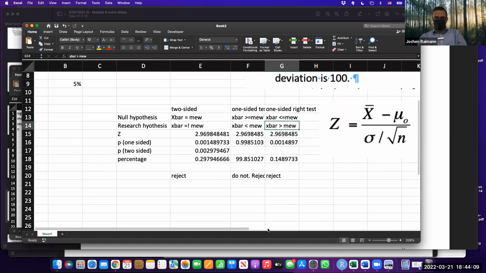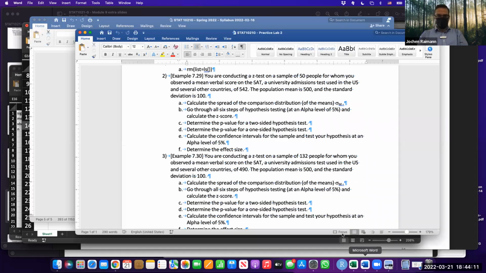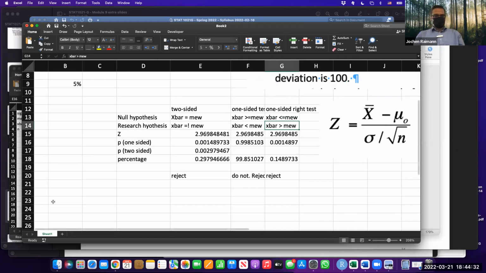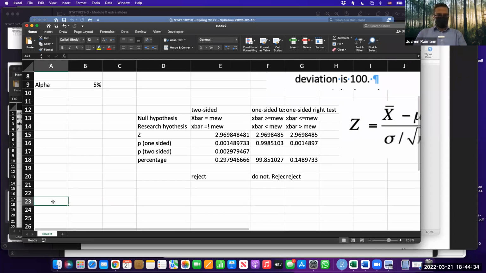Good. So this is basically the first question. We calculated the spread, we calculated the standard error of the mean. We went through all the six steps of hypothesis testing. We determined p-values for two-sided and one-sided hypothesis tests in both directions. Now we're gonna calculate the confidence interval, which we know. It's easy, right? Now we do Q1E.